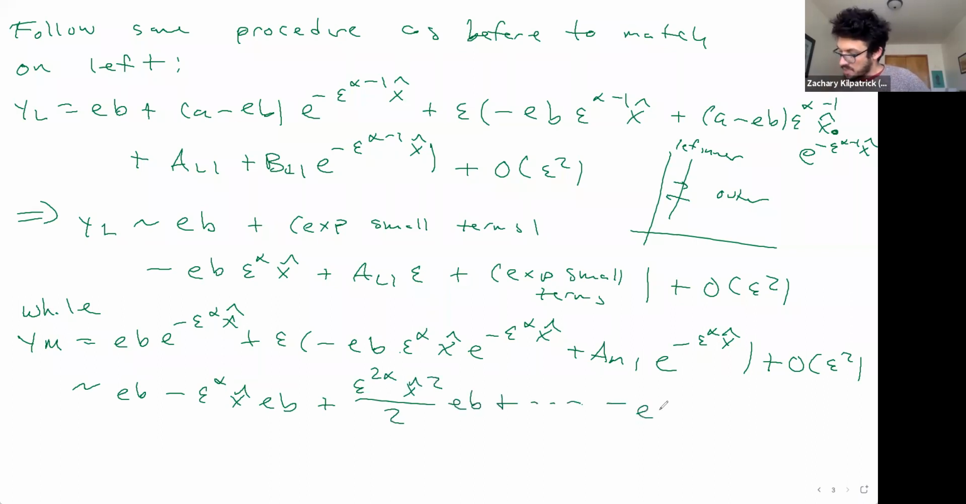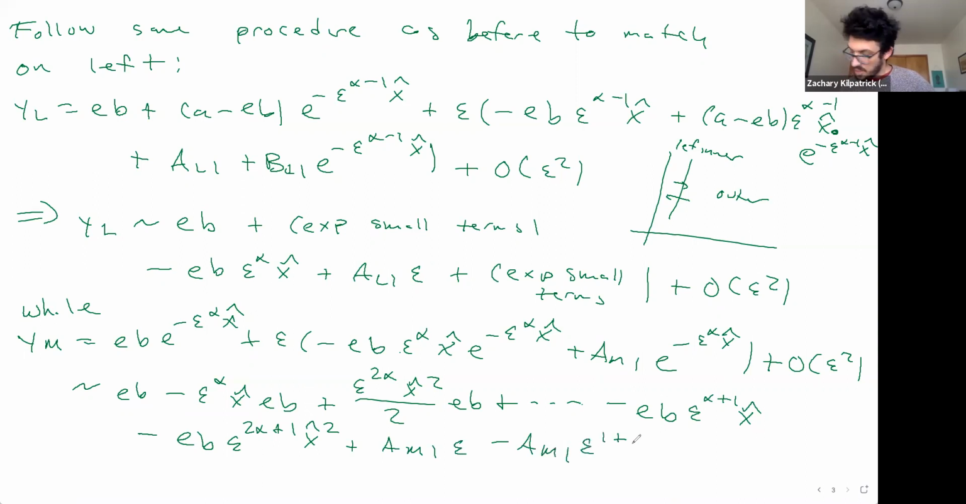epsilon to the 2 alpha x hat squared divided by 2 EB plus some higher order terms, minus EB epsilon to the alpha plus 1 x hat, minus EB epsilon to the 2 alpha plus 1 x hat squared, plus a_m1 epsilon minus a_m1 epsilon to the 1 plus alpha x hat, all the way up to order epsilon squared terms. Okay.